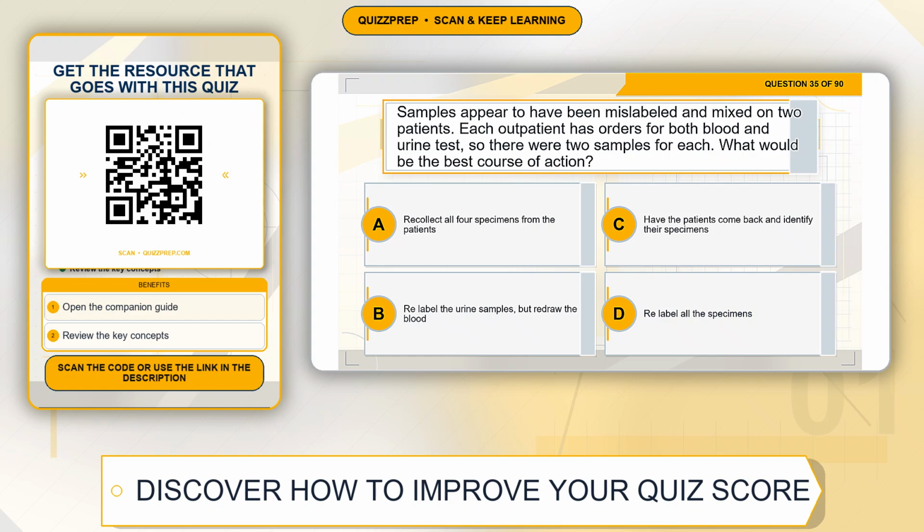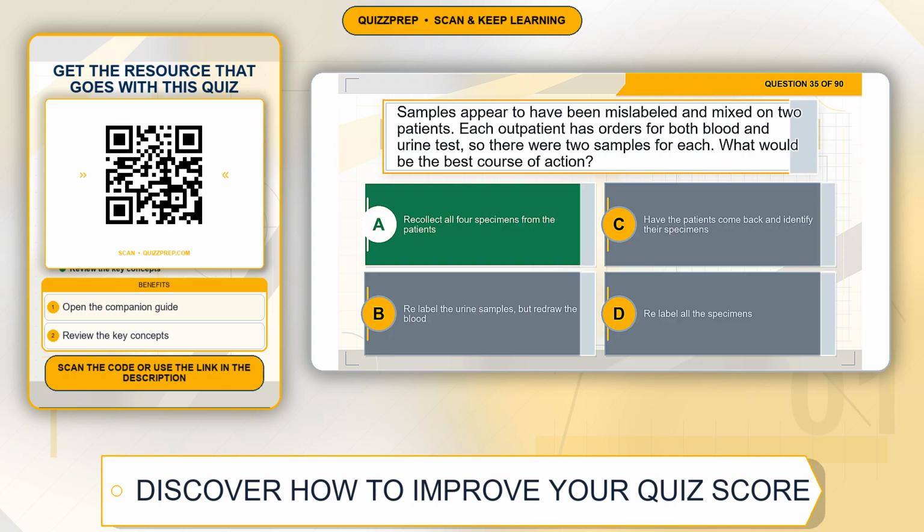Option A, recollect all 4 specimens from the patients. Option B, relabel the urine samples, but redraw the blood. Option C, have the patients come back and identify their specimens. Option D, relabel all the specimens. The correct answer is option A, recollect all 4 specimens from the patients.